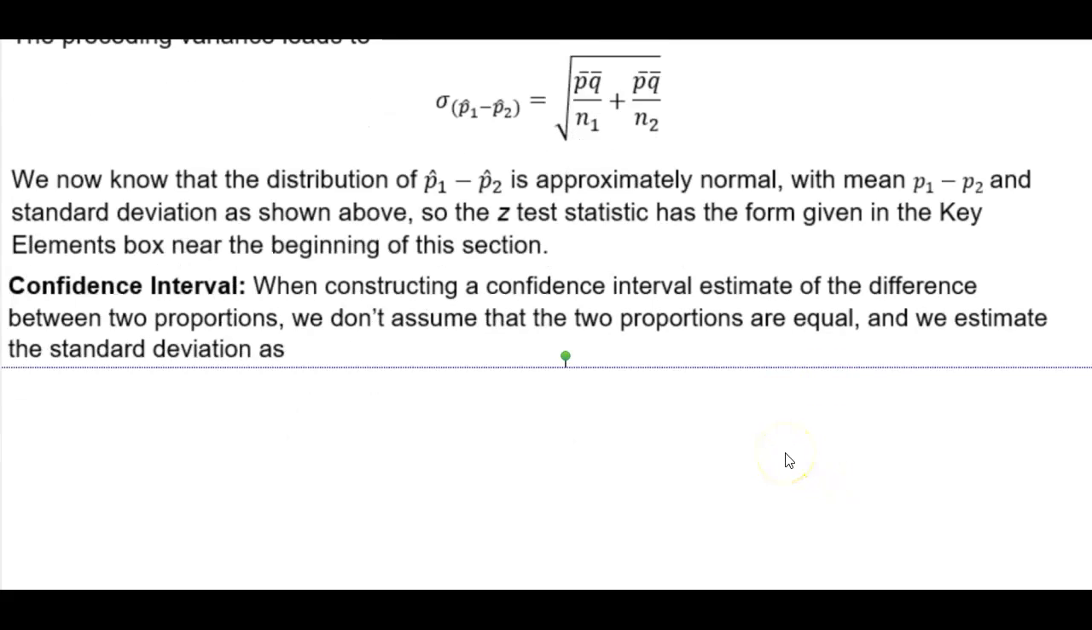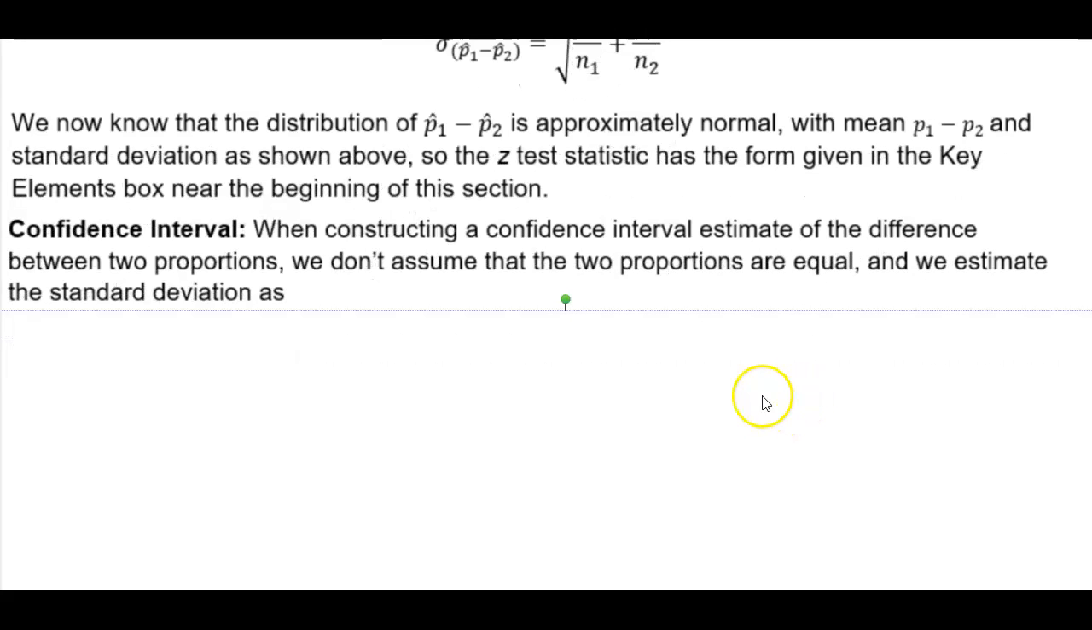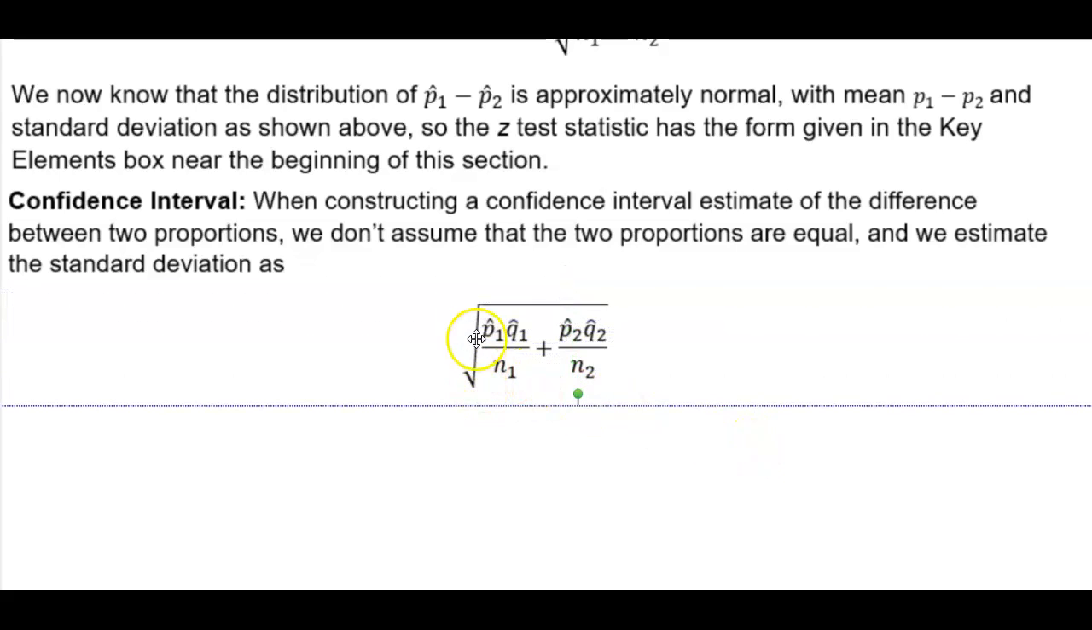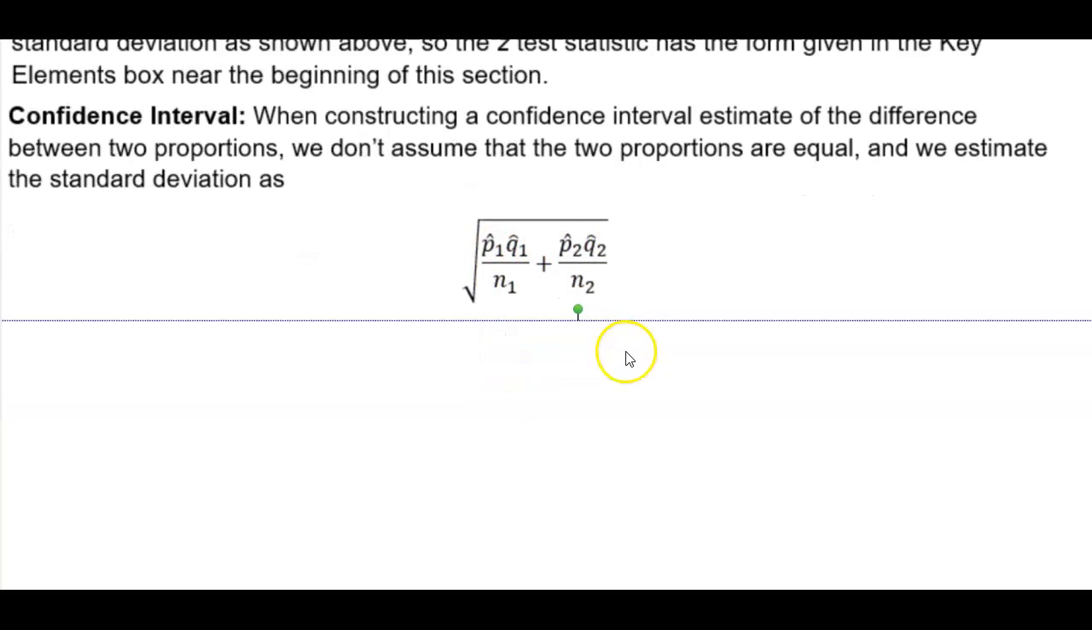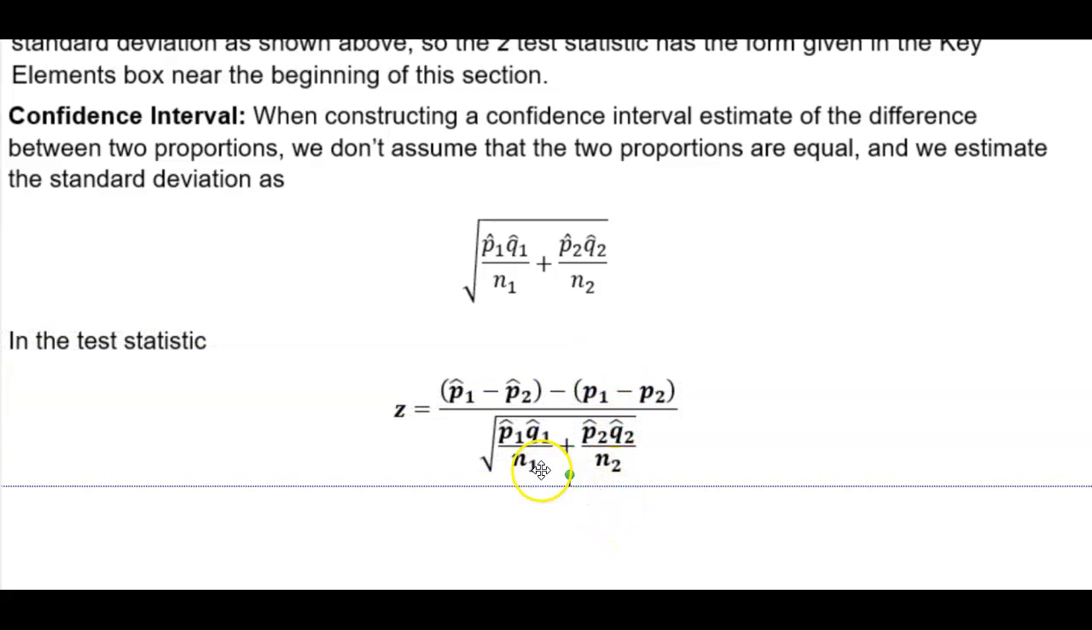Now, the confidence interval. When constructing a confidence interval estimate of the difference between two proportions, we don't assume that the two proportions are equal, and we estimate the standard deviation as follows. So the standard deviation is going to be the square root of the point estimate 1 times its complement over n1 plus point estimate 2 times its complement over n2. And then in a test statistic, it's the following.